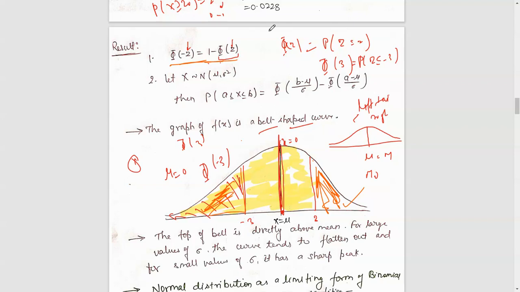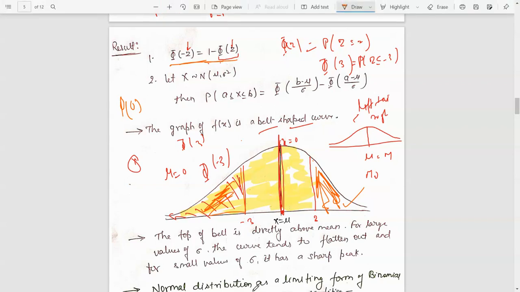Whatever phi of minus z you want to calculate, it will be 1 minus phi of z. For example, phi of 0. With the standard normal distribution, phi of 0 is the midline, and it's the mean, median, and mode. So the area on the left side will be 1 by 2, and the area on the right side will also be 1 by 2. So phi of 0 is equal to 0.5, because 0 is the mean for the standard normal distribution.